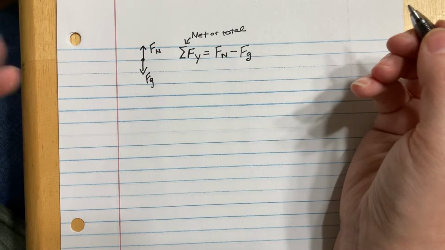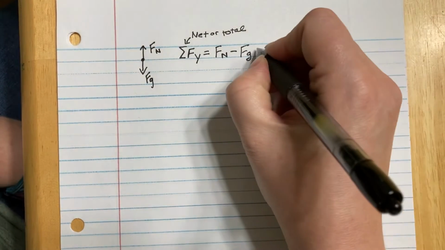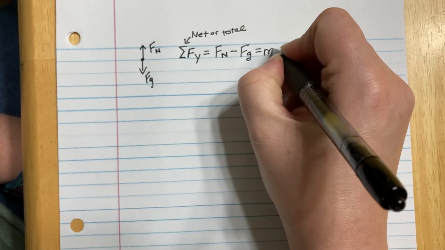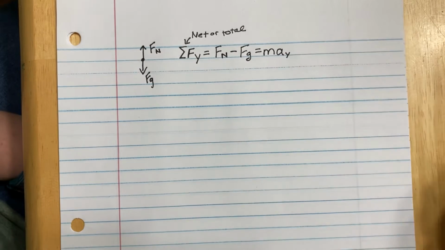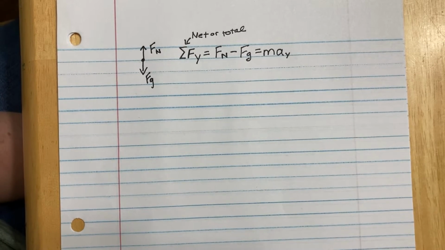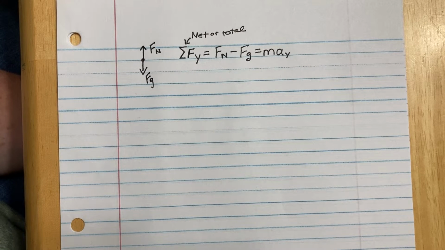And net force equals ma. That's Newton's second law, so it's always going to equal ma. This is the y direction, so we put y, meaning the acceleration in the y direction. Sometimes you're going to have acceleration in both x and y, so we need to keep that straight. It can be as simple as that, or it can be more complicated.